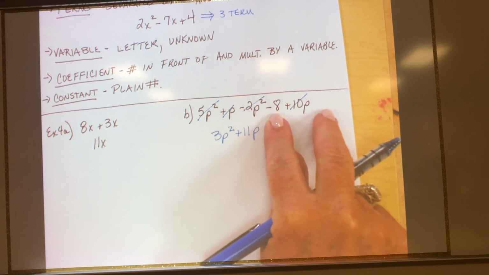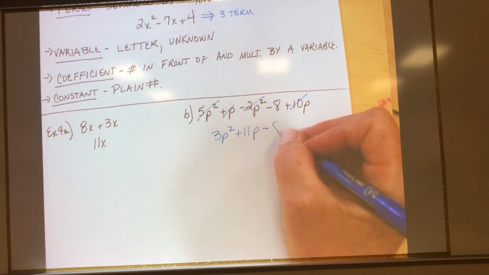Negative 8. Does he have anybody he can collect with? No. So we just write him down.